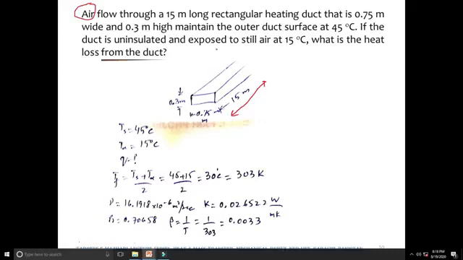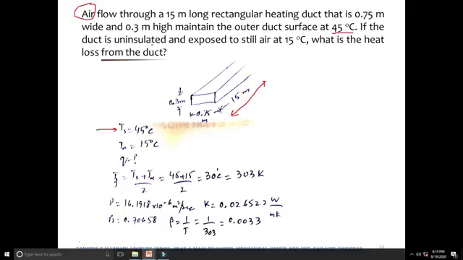So this airflow maintains the outer duct surface at 45 degrees Celsius. So the value of Ts, the outer surface temperature of this duct, is 45 degrees Celsius. So we are given Ts as 45.